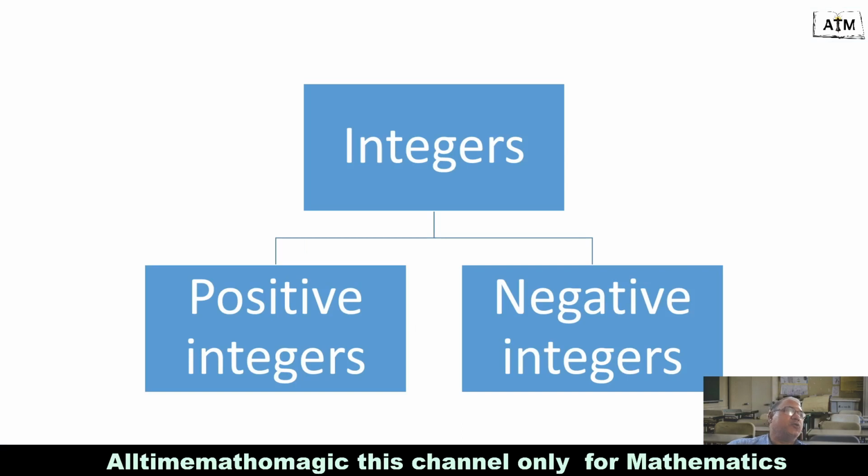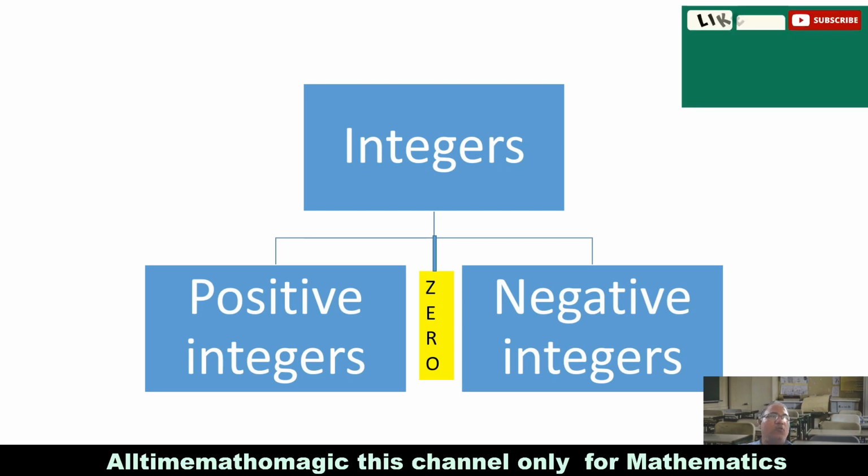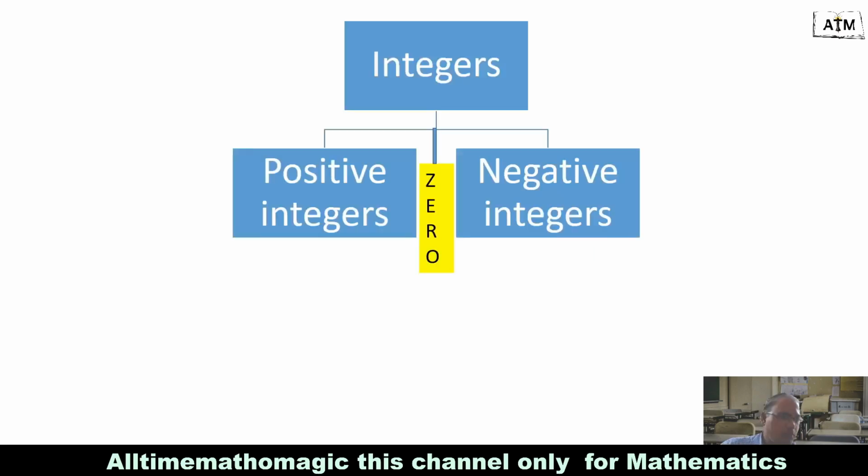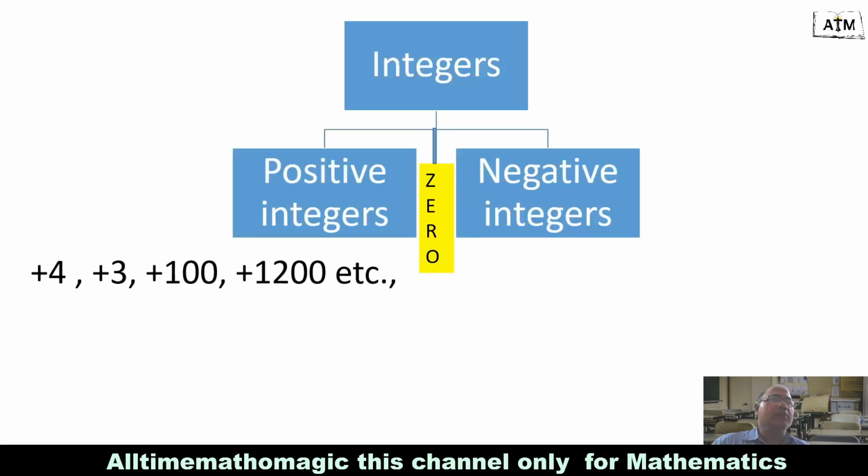The integers are of two types, positive integers and negative integers, and the 0 is present between the positive and negative integers. Now, what are positive integers and what are negative integers? Example, the numbers such as +4, +3, +100, +1200, etc. These integers are written with the plus sign. So they are examples of positive integers.